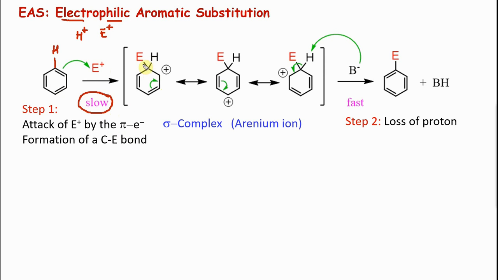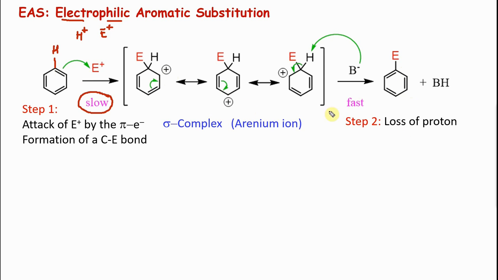See, you can form the C-E bond. And the pi electrons are between two carbons. This carbon is using the pi electron, meaning this carbon is losing the second bond, so it gets a positive charge. And that positive charge is stabilized by resonance. And you get the corresponding substitution reaction.